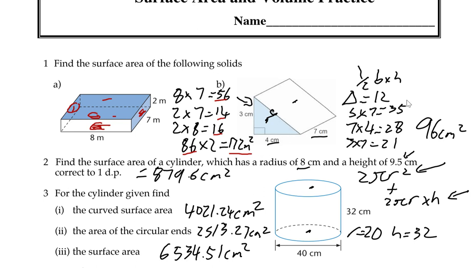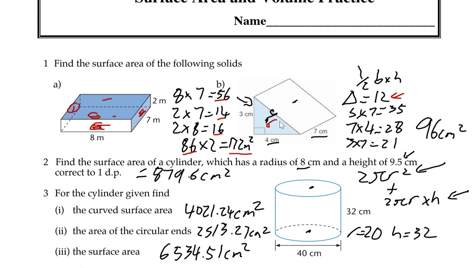For this over here, you've got to do half base times height for your triangle. So 3 times 4 is 12. Half of that will be 6. So it'll be 6 on the front and then 6 on the back. Hence, my two triangles will equal 12.